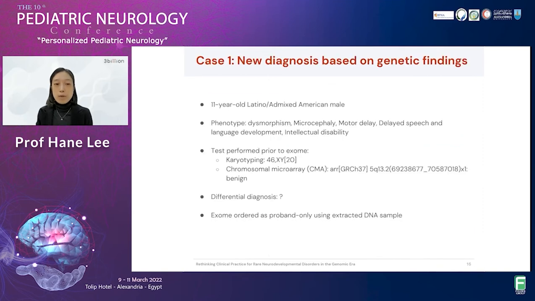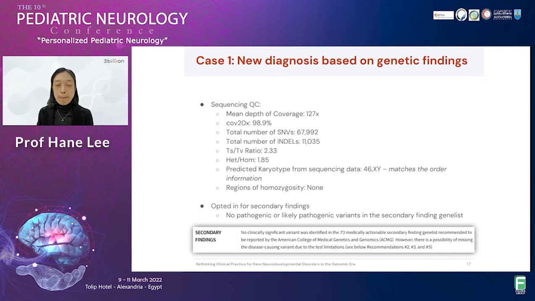So here's case number 1. Case 1 was an 11-year-old Latino and mixed American male with a phenotype of intellectual disability and dysmorphic features. Karyotyping and CMA were performed prior to Exome, and they were basically normal or negative. There were no differential diagnoses suspected by the clinician. Exome was ordered as a proband only without the parental samples, and an extracted DNA sample was received.